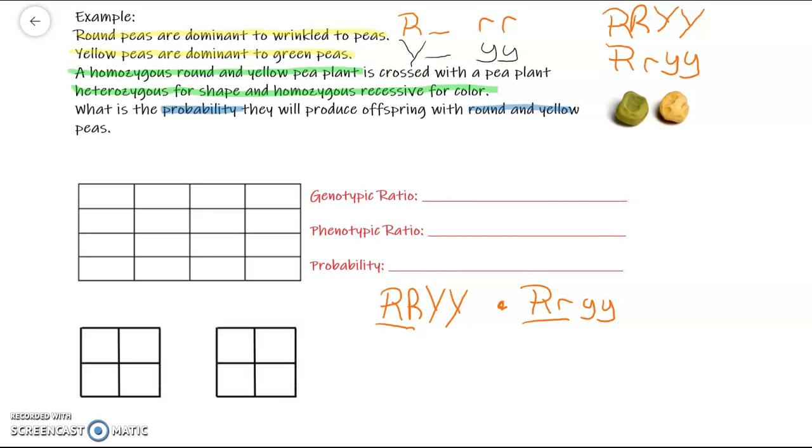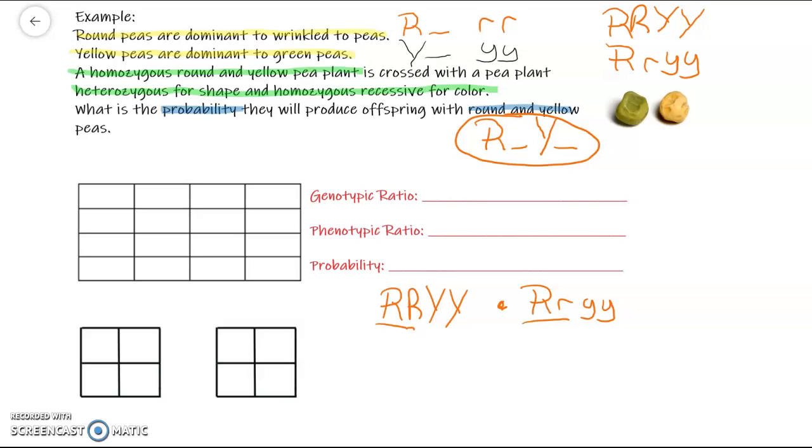So if we make a little note up here, round is the dominant trait. So that means we're looking for at least one big R. Doesn't matter what the second allele is. And then they are yellow, which is also the dominant trait. So at least one big Y. Doesn't matter what the second allele is. This is what we're looking for in our answer, some type of variation of that. So now let's go back down below and let's work it out.